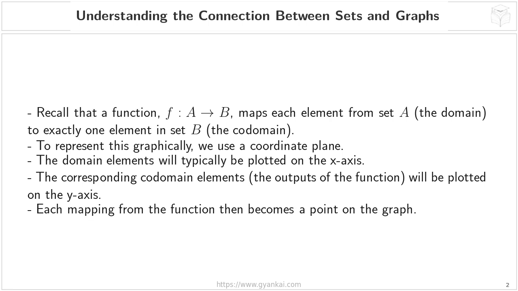And here's the key. Each mapping from the function, each input-output pair, becomes a point on the graph. If x is an element in A and f(x) is its corresponding element in B, we plot the point with coordinates (x, f(x)). We'll see this in action with some examples coming up, but essentially, the graph is just a collection of these points, visually showing how the function transforms inputs into outputs. This is the foundation of understanding functions graphically. So let's move on to slide 2.